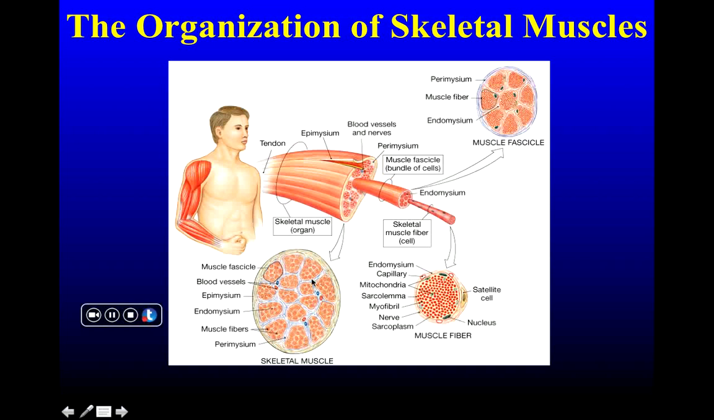Now you notice that there's groupings of fibers, right? These groupings of fibers are called fascicles. So all these little red circles that you see here from the cross section, they're grouped together in fascicles. So there's 1, 2, 3, 4, 5, 6, 7, 8, 9, 10, 11, 12, 13, 14, 15 fascicles in this particular whole muscle.